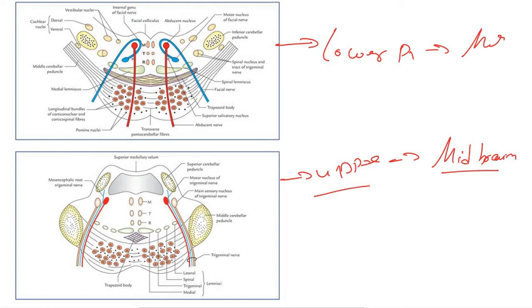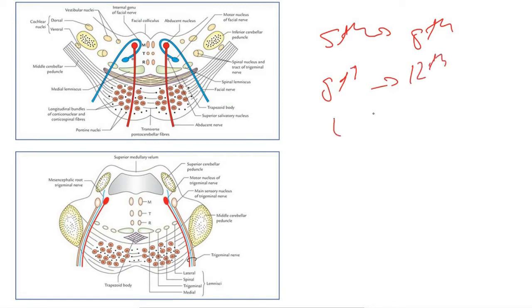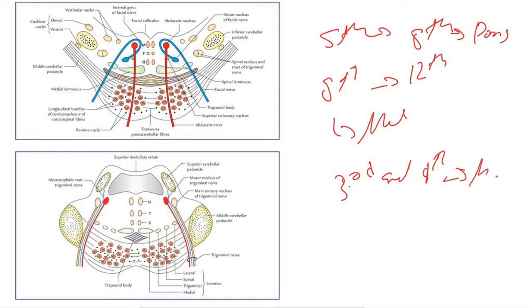Before starting, just look at the external features. The pons doesn't have many external features, but we have the cranial nerves that originate from the pons, that is the 5th to 8th cranial nerves. From 9th to 12th we have in the medulla, from 5th to 8th in the pons, and 3rd and 4th originate from the midbrain. So this is important. Let's start the pons.